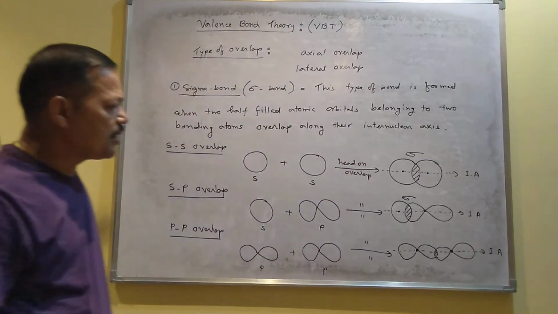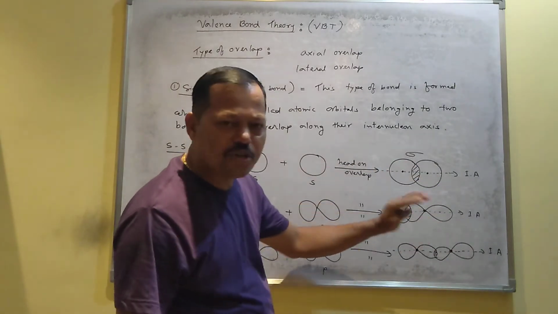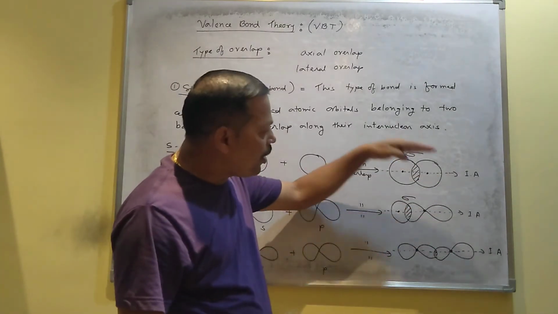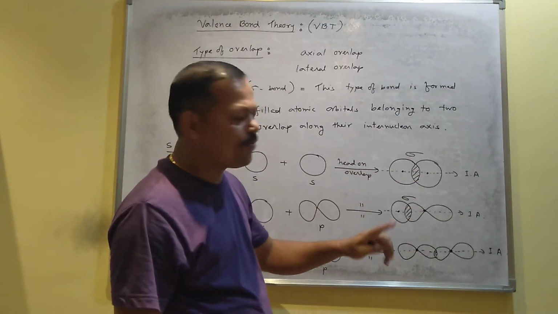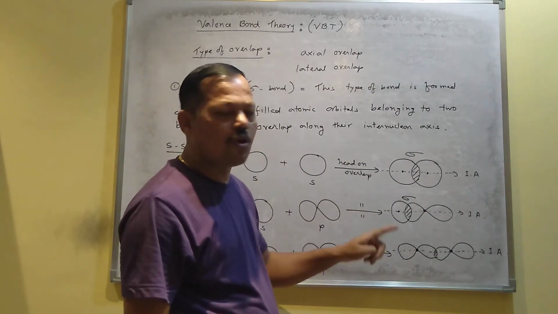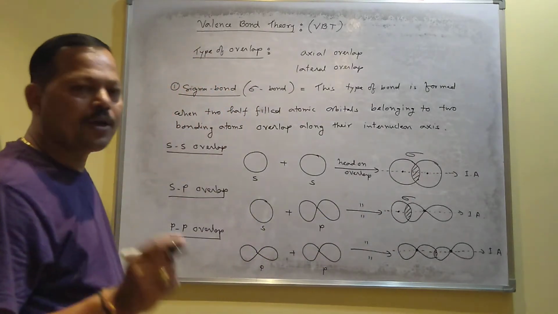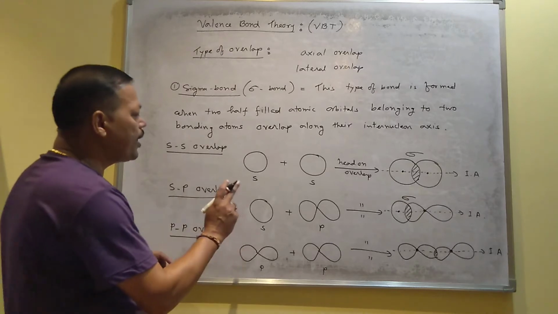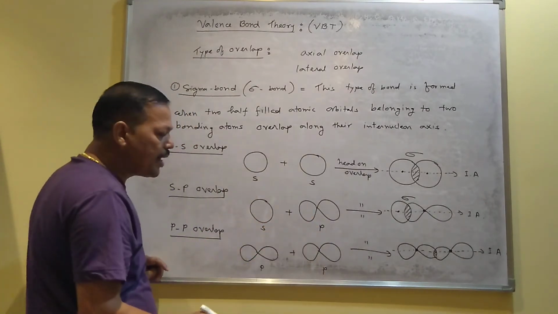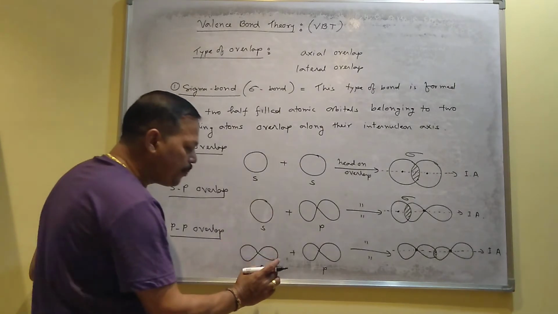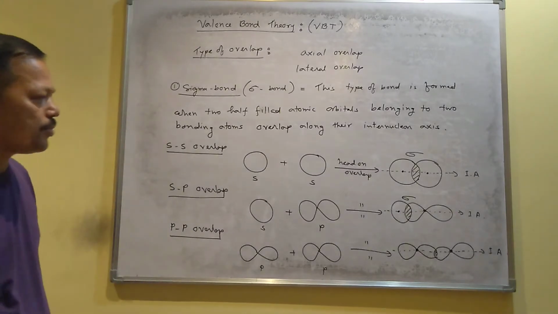So here you have seen all the overlap takes place along their internuclear axis, and when the overlap takes place along their internuclear axis, then this type of overlap always produces a sigma bond. So a sigma bond may be produced due to overlap between s-s orbitals, between s and p orbitals, or it may be formed by overlapping between p and p orbitals also.